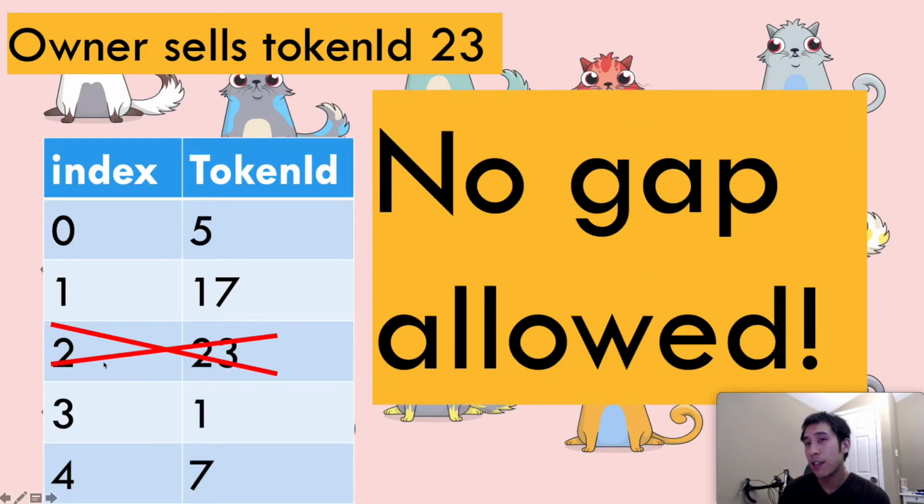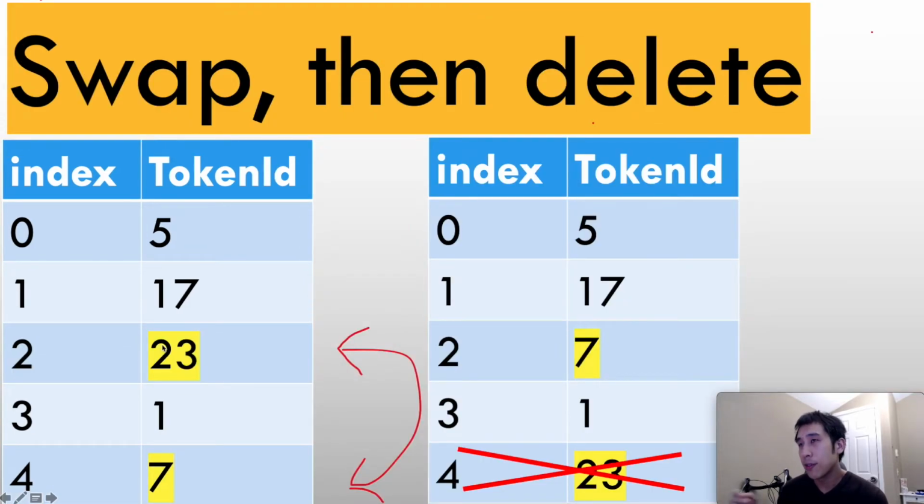You can imagine here that if we just took out this token 23, you call balanceOf on that user, now it's going to return 4. But now if you want to iterate over the indices 0, 1, 2, and 3, there's going to be this weird gap in here. So in the code, we instead have to swap and then perform the deletion. So we want to sell token 23. Then we're going to swap token ID 23 with token 7. And then finally, when we sell 23, we can cross out 23.